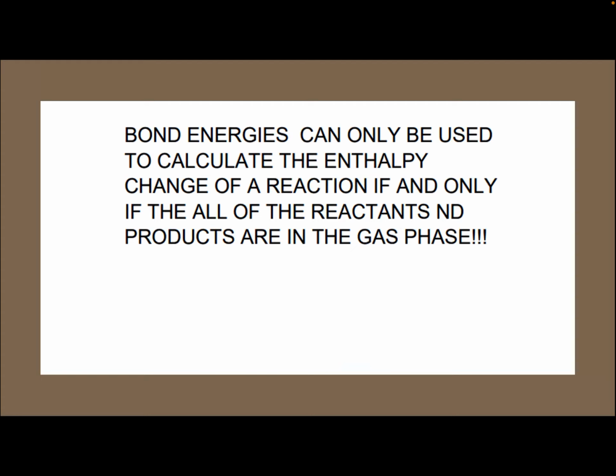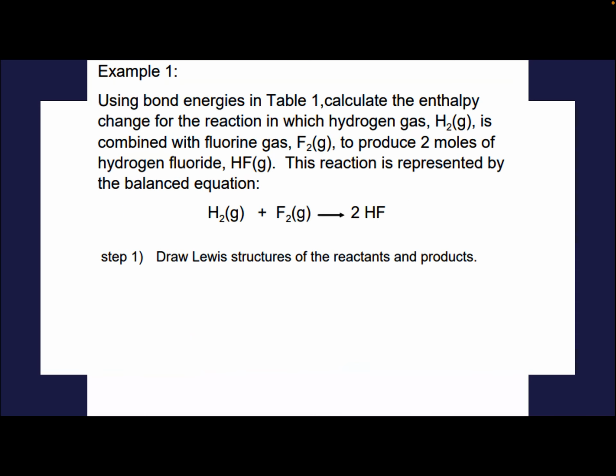And then some important facts: bond energies can only be used to calculate the enthalpy change of a reaction, and only if all the reactants and products are in the gas phase. We can't do it in any other phase. So an example here: using bond energies in table 1, calculate the enthalpy change for the reaction in which hydrogen gas is combined with fluorine gas. So both of them are gases, which is perfect, to produce 2 moles of hydrogen fluoride.